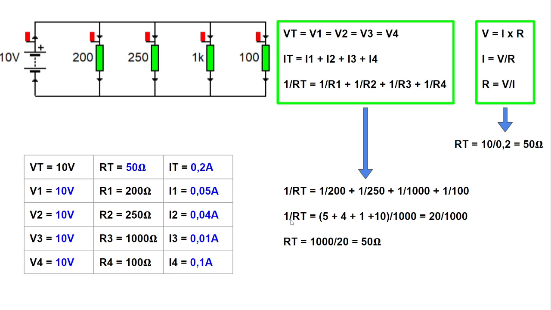We have here that it is 1 divided by total resistance. So to find the total resistance, I will have to turn this fraction upside down. Instead of 20 divided by 1000, it is 1000 divided by 20, and the result is equal to 50 ohms. I can see that it is the same result this way as the other. So with that, I'm sure that all the exercise is correct. So that would be the end of this video.